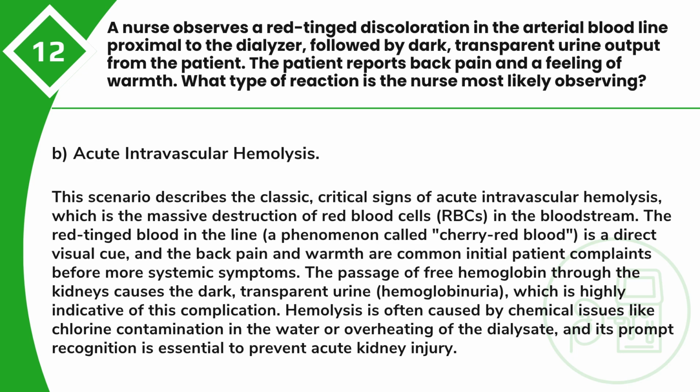The passage of free hemoglobin through the kidneys causes the dark, transparent urine, hemoglobinuria, which is highly indicative of this complication. Hemolysis is often caused by chemical issues like chlorine contamination in the water or overheating of the dialysate, and its prompt recognition is essential to prevent acute kidney injury.